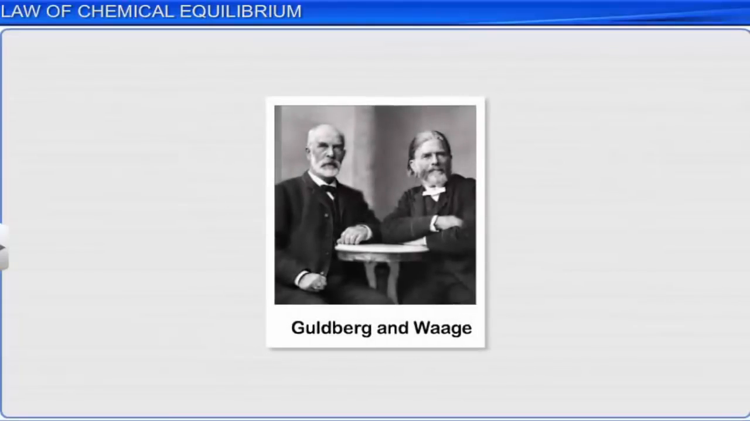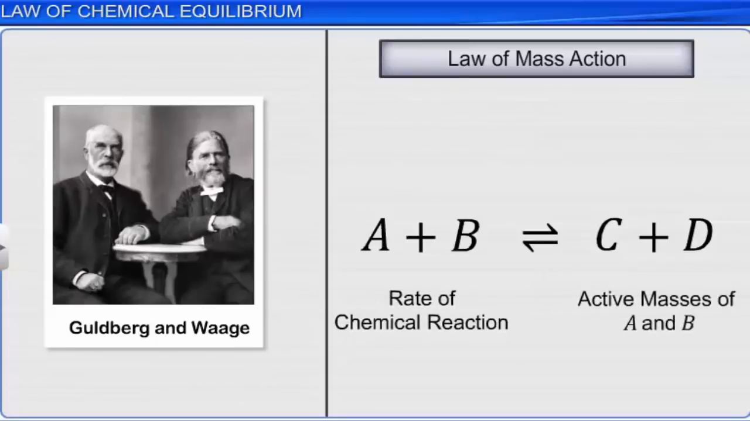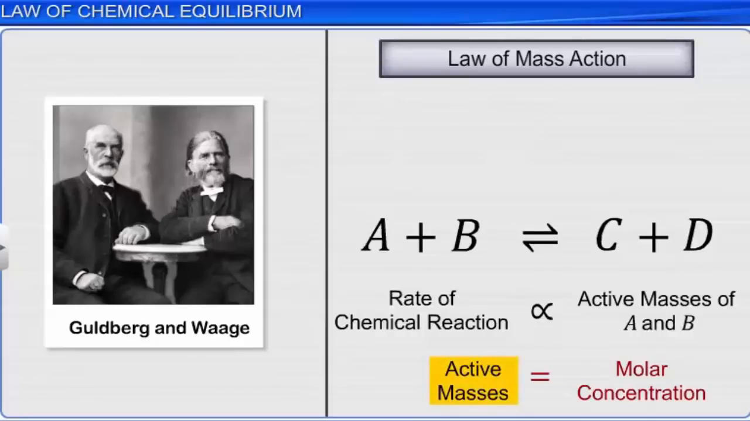In 1864, on the basis of experimental studies of many reversible reactions, two Norwegian chemists, Guldberg and Waage, established a relationship between the rate of chemical reaction and the concentration of the reactants and formulated the law of mass action. According to this law, at any instant, the rate of a chemical reaction at a given temperature is directly proportional to the active masses of the reactants at that instant. The term active masses in present times refers to molar concentration. In the early days of chemistry, concentration was called active mass. Hence, this law is known as the law of mass action.